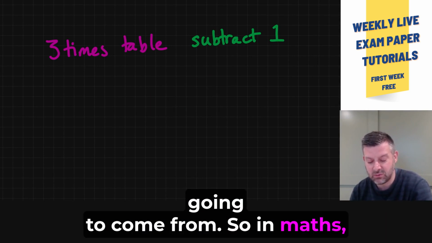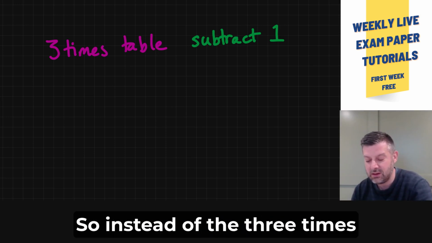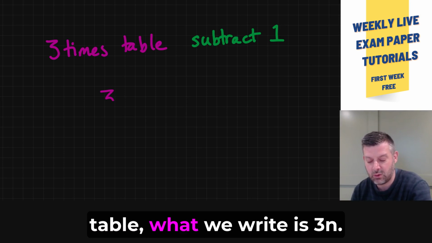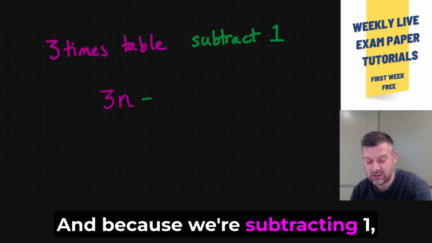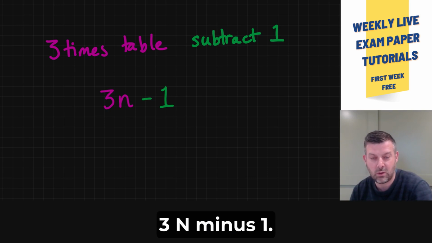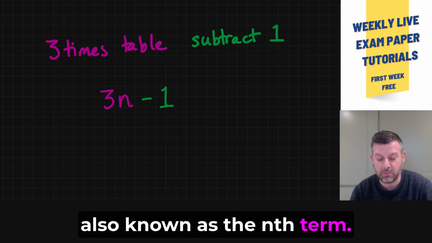In maths, we never write things like this. We never write sentences if we can avoid it. So instead of the 3 times table, what we write is 3n. And I'll come back to what n is in a minute. And because we're subtracting 1, 3n minus 1. So that'll be the rule for the sequence, also known as the nth term.